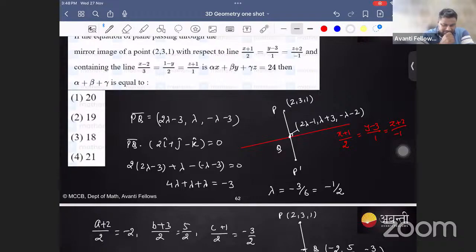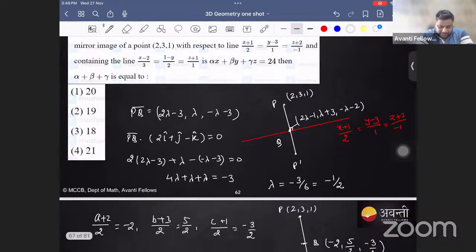Minus 1, lambda plus 3, minus lambda minus 2, 2 lambda minus 3, lambda minus 3, dot product with (2, 1, -1). So twice of (2 lambda minus 3) plus lambda minus of (minus lambda minus 3). 4 lambda plus lambda is minus 6 plus minus 3. So lambda came minus 1 by 2.